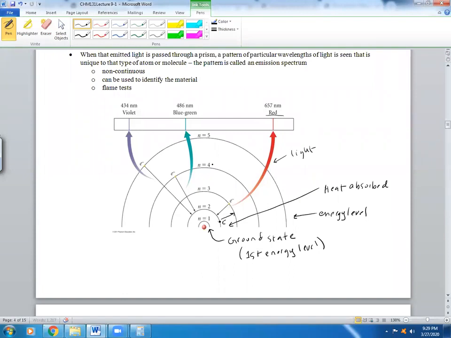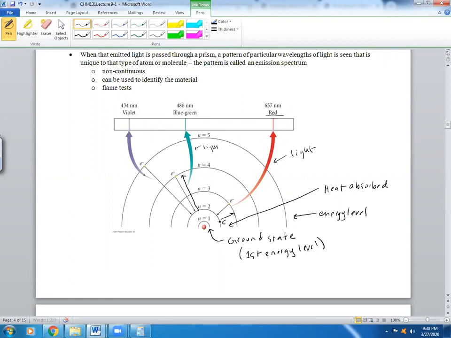Well, what if you have an electron now in the second energy level? You put in heat, and it was promoted to the fourth energy level. Well, after a while, the electron wants to go back. It has to give up exactly the same amount of energy, and when it does that, it releases it as light, but this light is at 486 nanometers, which corresponds to blue-green.